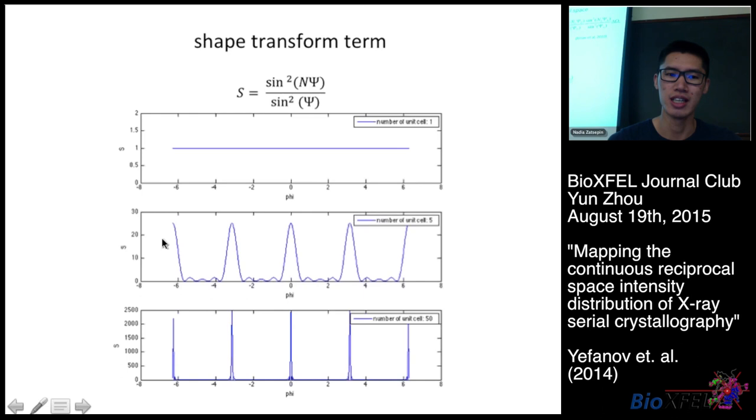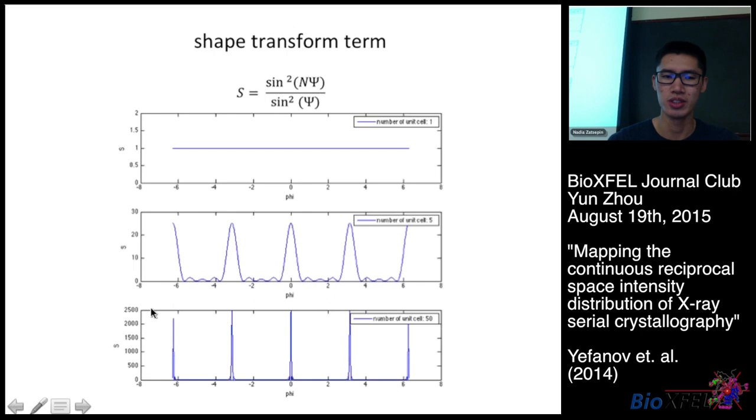If you have a larger crystal, with 50 unit cells, you will get a shape transform like that. It's very sharp. That's what you see from diffraction from very big crystals: very sharp Bragg spots, and nothing in between. The amplitude maximum is 2500, which means the signal is amplified even more.